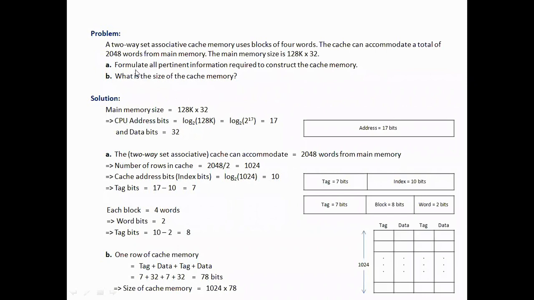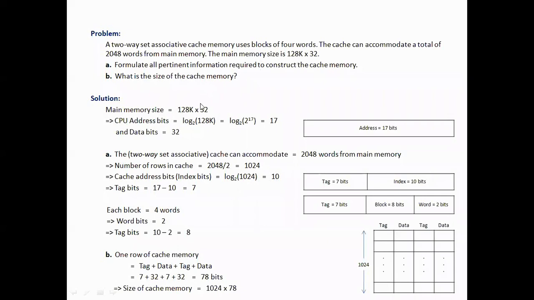The question A part says formulate all pertinent information required to construct the cache memory. So whatever information we need to construct this cache, just collect that, formulate that, and also tell what is the size of the cache memory. Okay, so in the solution we'll see, first of all, what is the size of main memory.